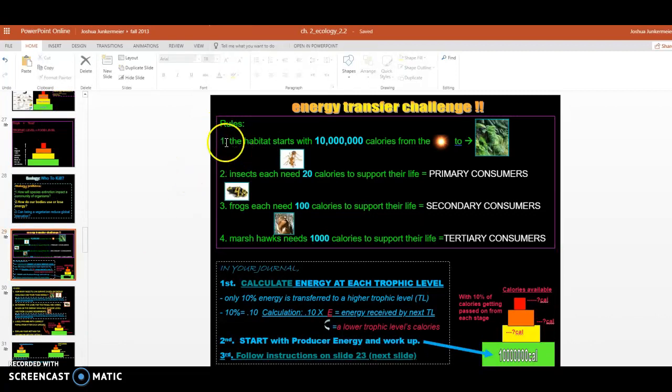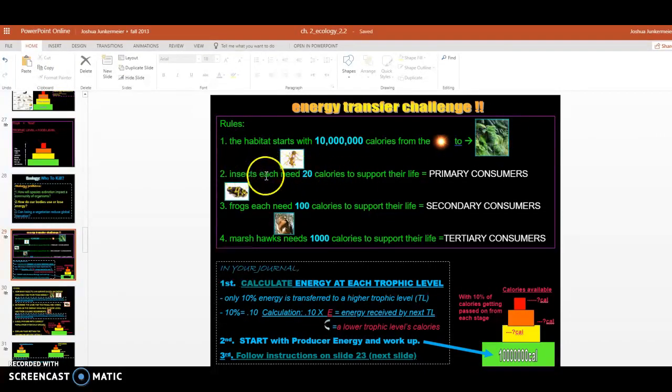All right, the rules are, first, the habitat starts with 10 million calories that get transferred from the sun, that's solar radiation, to autotrophs. So the autotrophs, or plants, produce 10 million calories from the solar radiation they receive. All that free energy just beams down across space, a light year away, all the way to these plants.